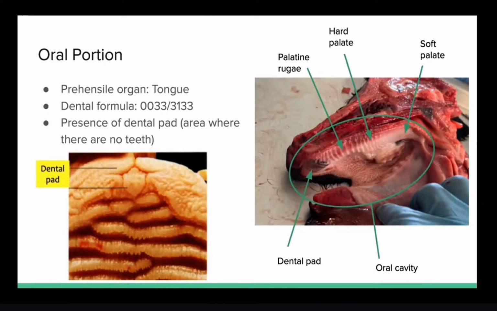So as you can see, there's a present of the dental pad, which is the area where there are no teeth. So you can see it right here, and along the hard palate, you can see there are raised portions called the palatine rugae, and the soft palate back here in the entire oral cavity.